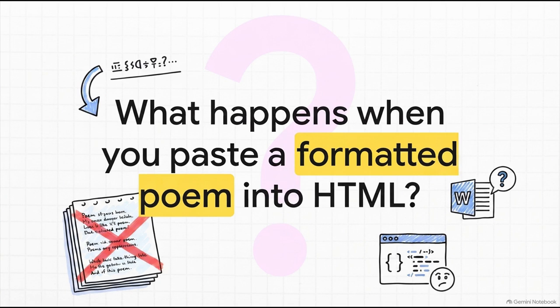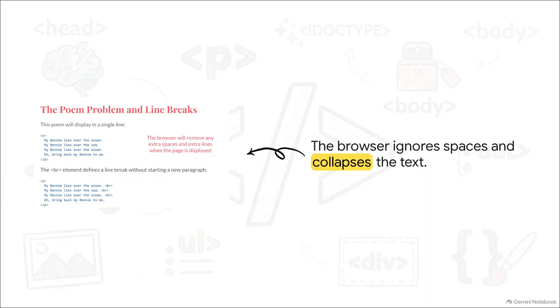But let's see what actually happens if we try to paste a beautifully spaced, multi-line poem directly into our HTML code. Yeah, no way. It turns into a terrifying wall of text. See, because whitespace is really just for human readability, the web browser completely ignores all your extra spaces and line breaks. It brutally collapses the whole poem into a single, continuous wrapping line.